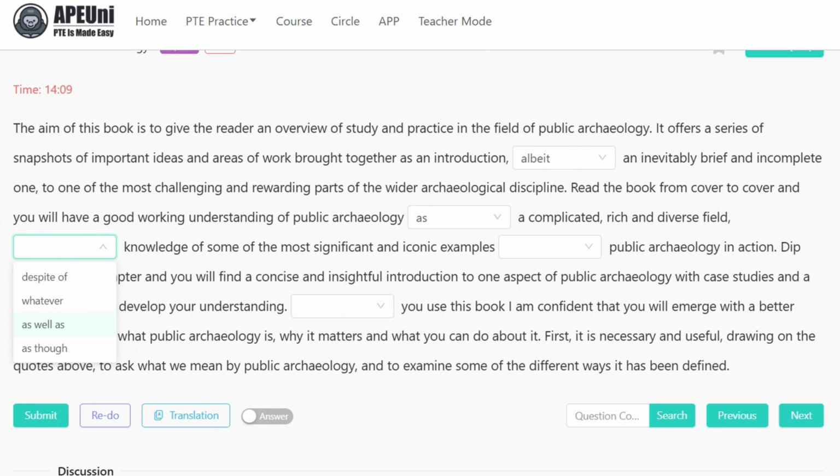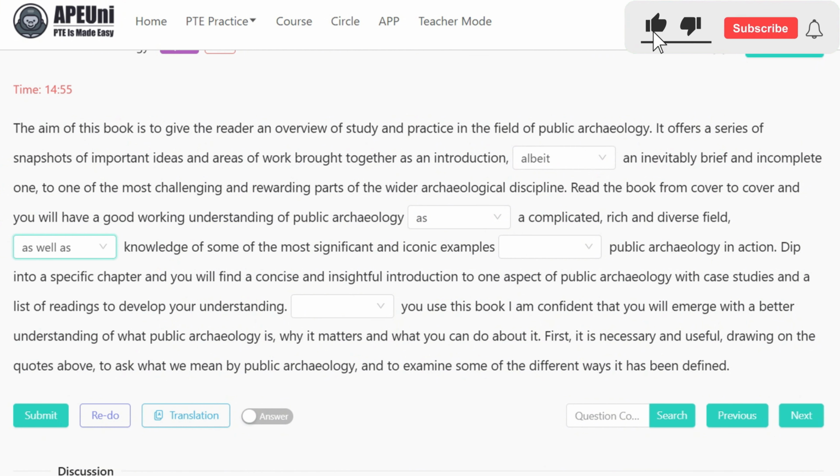Let's understand with an example. She excels in research as well as teaching, right? So it is a correct fit in this blank, but let's understand why we're not choosing as though. As though is used to indicate resemblance or hypothetical situations, which doesn't fit the intended meaning definitely. He spoke as though he knew everything. She ran as though her life depended on it. So the correct option we go with is as well as: knowledge of some of the most significant and iconic examples, dash, public archaeology in action.